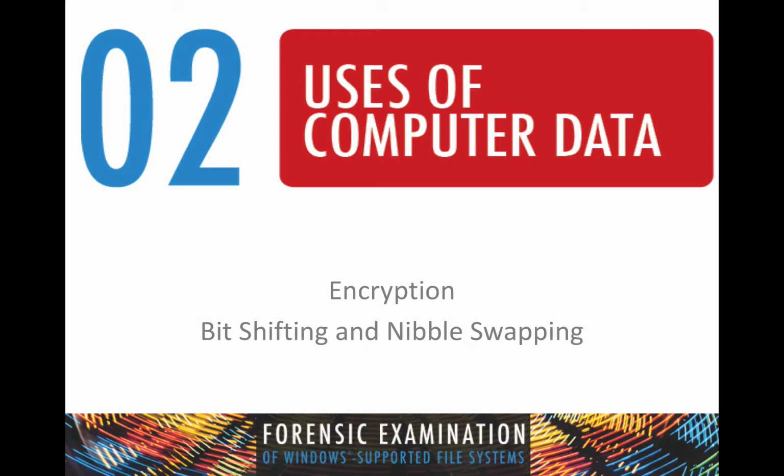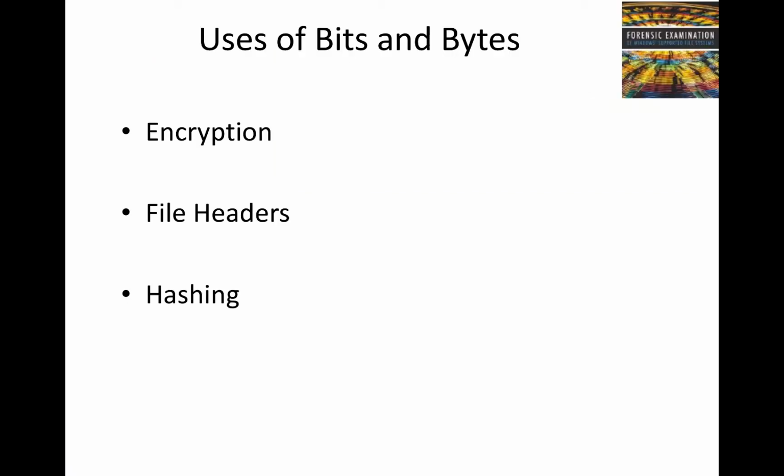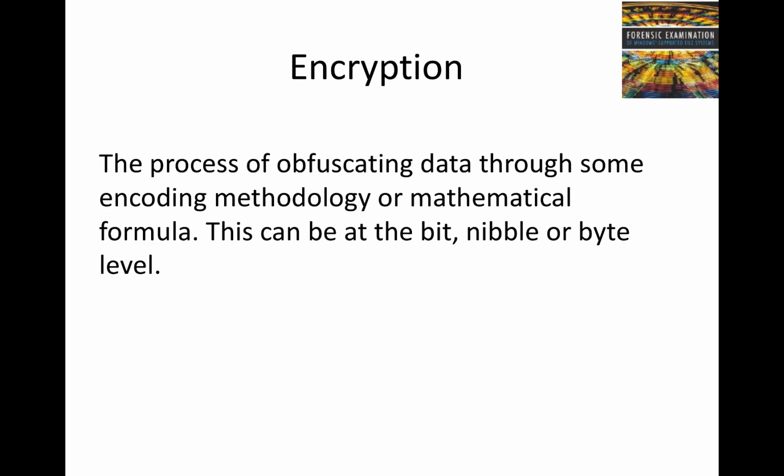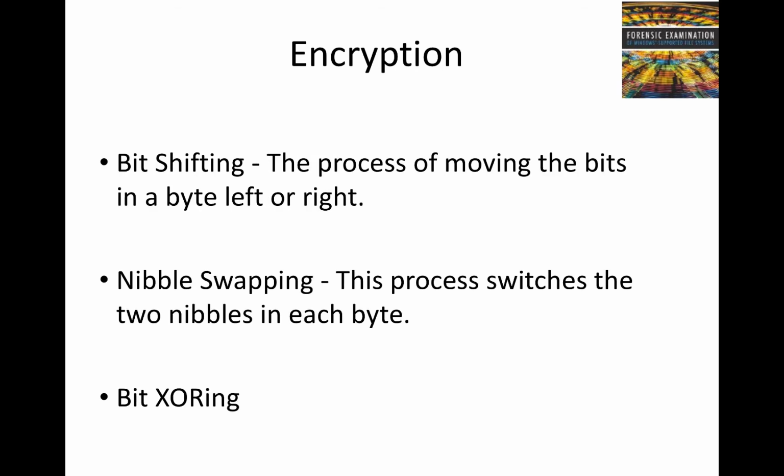That's 4 bits of information. So each byte has 2 nibbles. Some other uses besides encryption will also be file headers and hashing, and we'll talk about that later on. But for right now, we're going to talk about encryption, which is a process of changing or obfuscating data in some encoding method. It typically uses some type of mathematical formula, but this can be at a bit level, at the nibble level, or at the byte level.